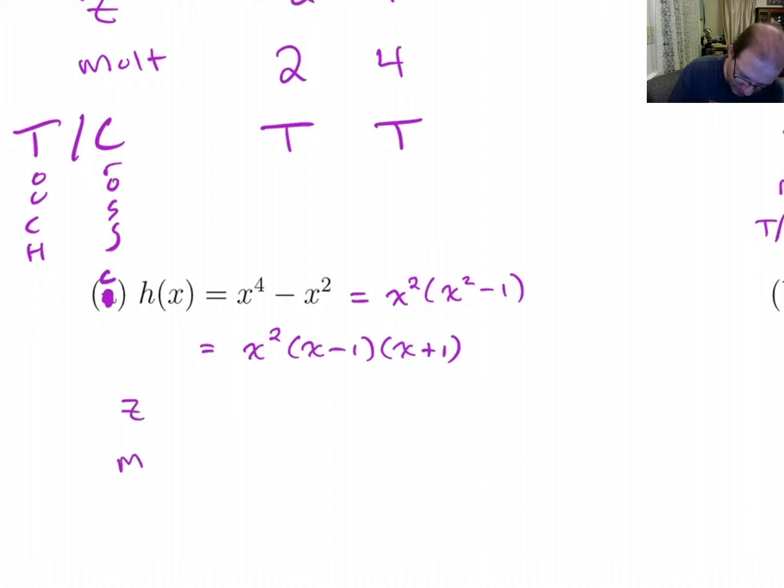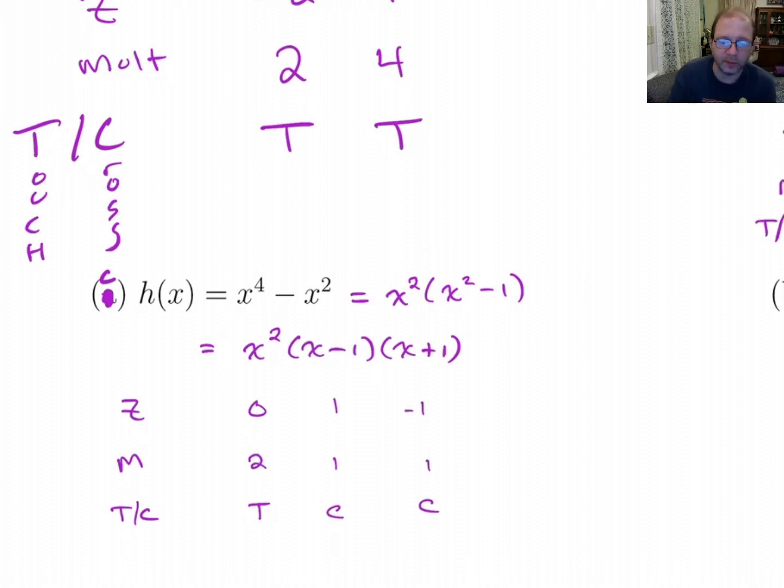Zeros, multiplicities, and then touch or cross. We get 0 with multiplicity of 2, so it touches and turns. 1 with the multiplicity of 1, so it crosses. Then -1 with the multiplicity of 1, so that's going to cross as well.